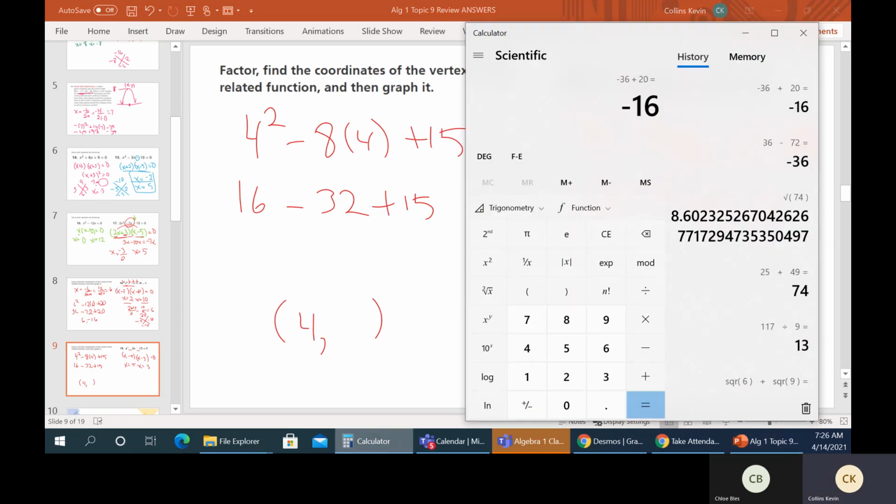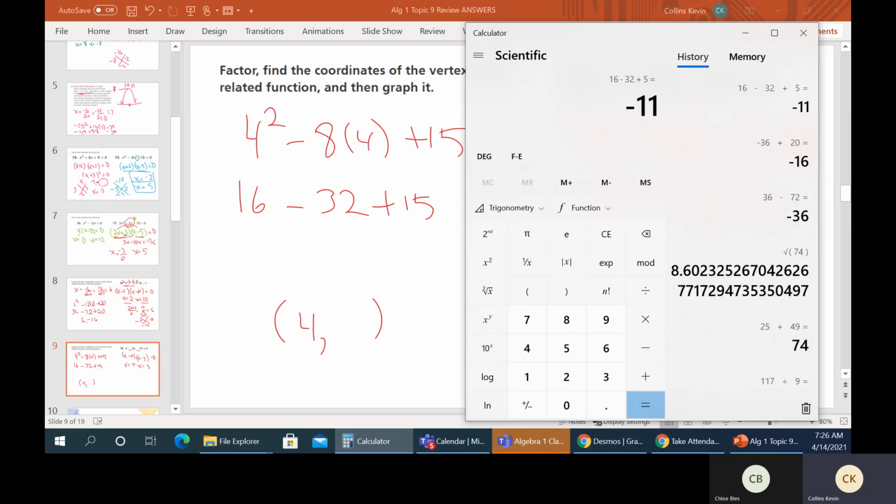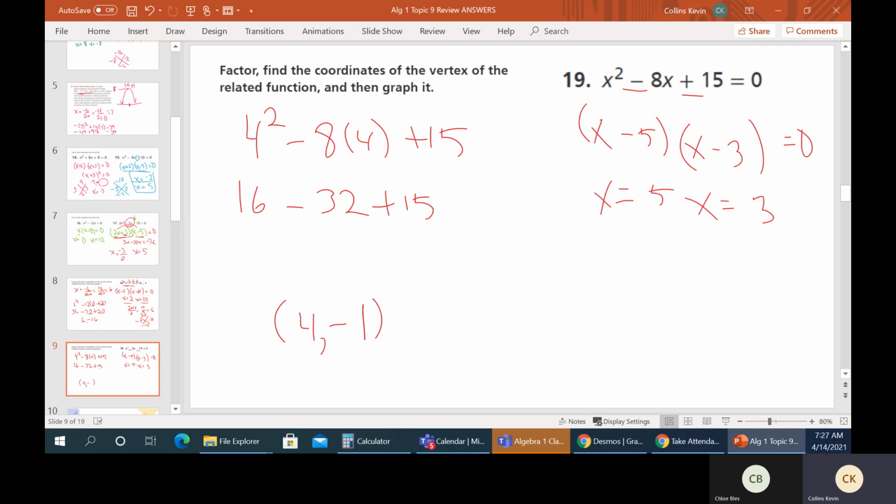So we're going to clear it out. So 16 minus 32 plus 15. Did I do that right? No, that says 5. It didn't look right. Hang on. So 16 minus 32 plus 15. That's more like it, minus 1. Okay. So that's our guy. So this is our vertex here.